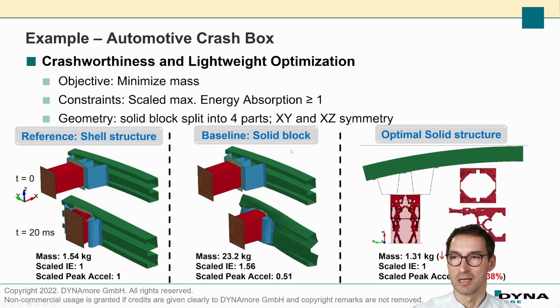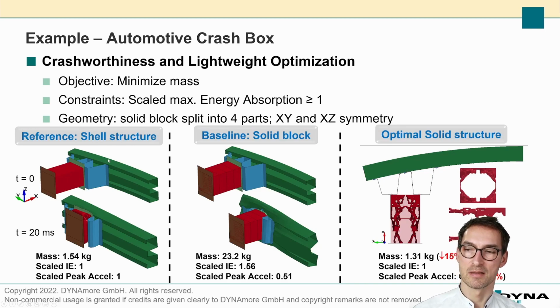Or another example, we have an automotive crash box. And again, we want to minimize the mass of a structure. The constraint is we want to have an energy absorption rate of bigger than or equal to 1. And we want to compare this to a shell structure. So this is the reference shell structure. We compress the box, which is a box made of shells. So that's a hollow box, like a can, but just with a rectangular cross-section. We compress it and we want to know, what is the optimum design?